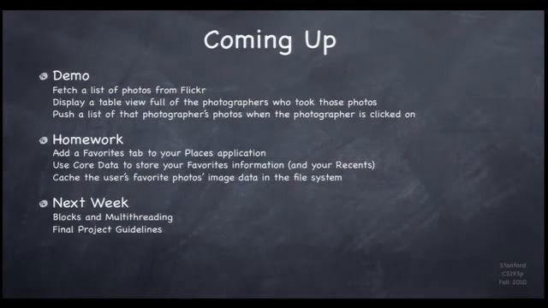So that's what's next. The demo is called Shutterbug, and what it does is it makes a query to Flickr to get a bunch of the most recently taken photos on Flickr, and then it presents a table view with all the photographers who took those photos, and when you click on them, it pushes another table view that shows you the photos that photographer took. Okay? So we're going to have two table views. They're both going to be Core Data table views. One's going to be photographers, one's going to be photos.